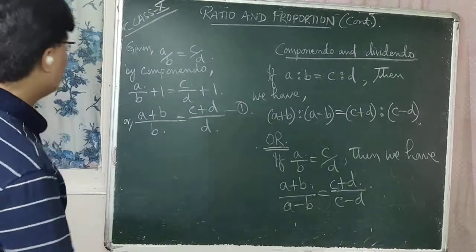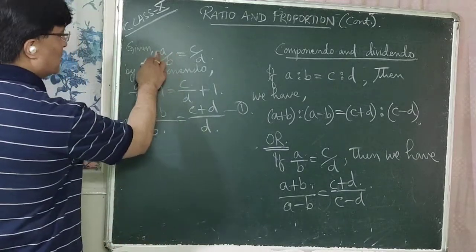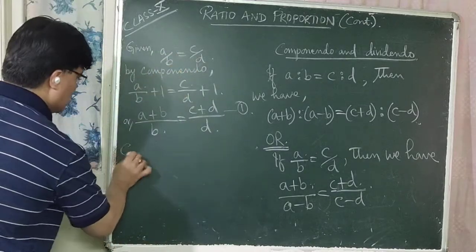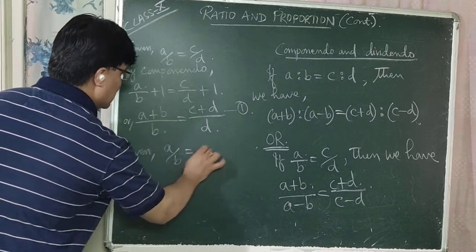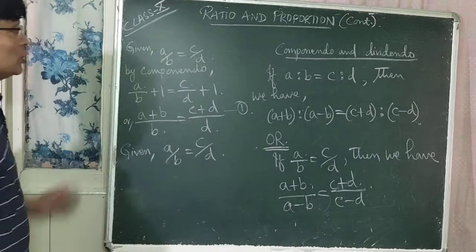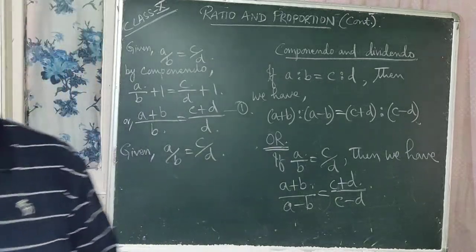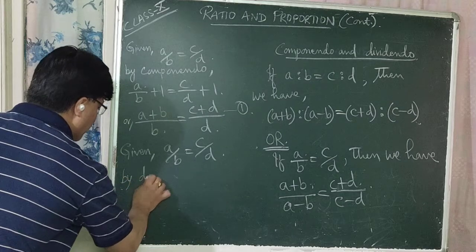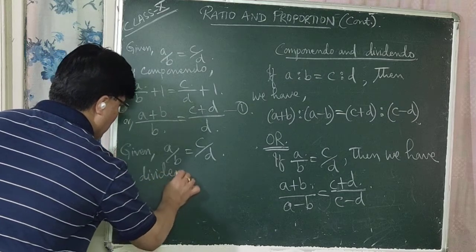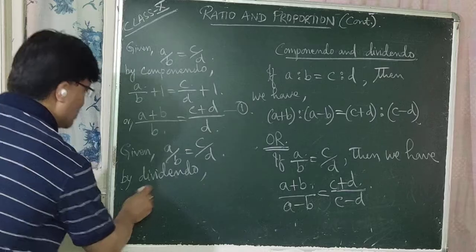Okay. So now, again given is A by B is equal to C by D. So now, by dividendo, what can you write? So by dividendo, what do we get?